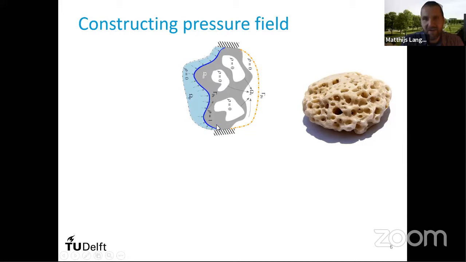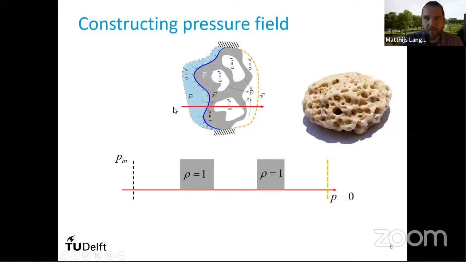So to illustrate how this works, here again, I have this schematic of, let's say, a soft robotic design. On the left side, there is a pressure boundary condition. On the right side, there's a zero pressure. And to illustrate the concept, I'm going to look at what happens along this red line. What you see along this line are several intersections with the structure, so some solid density and some void density regions.